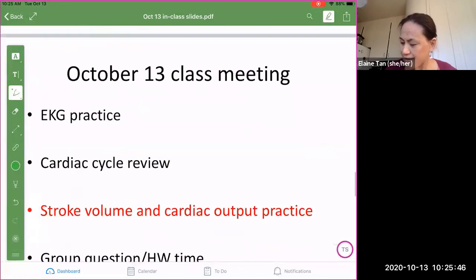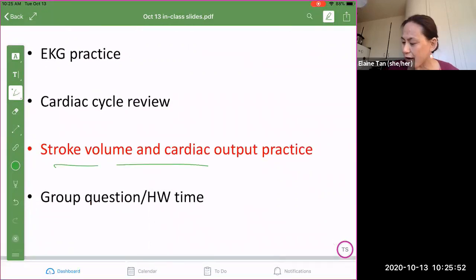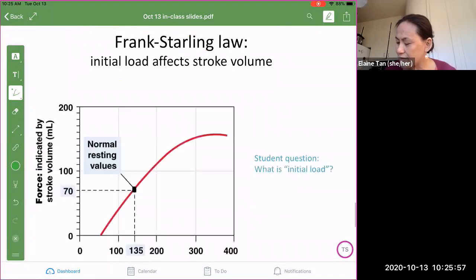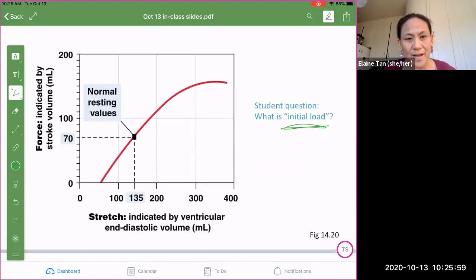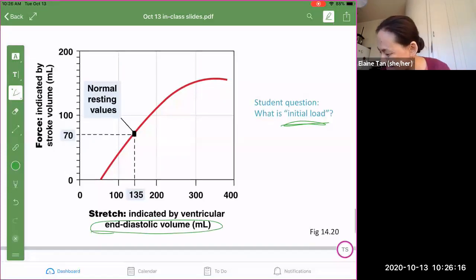Okay, so let's move on. I think we're running out of time, so I'm not going to go over this part about stroke volume and cardiac output. I do want to quickly answer this question because a couple people had it: what is initial load? Basically, initial load is the same thing as end diastolic volume. It's just how much blood there is in the heart before the heart contracts. So that's that.